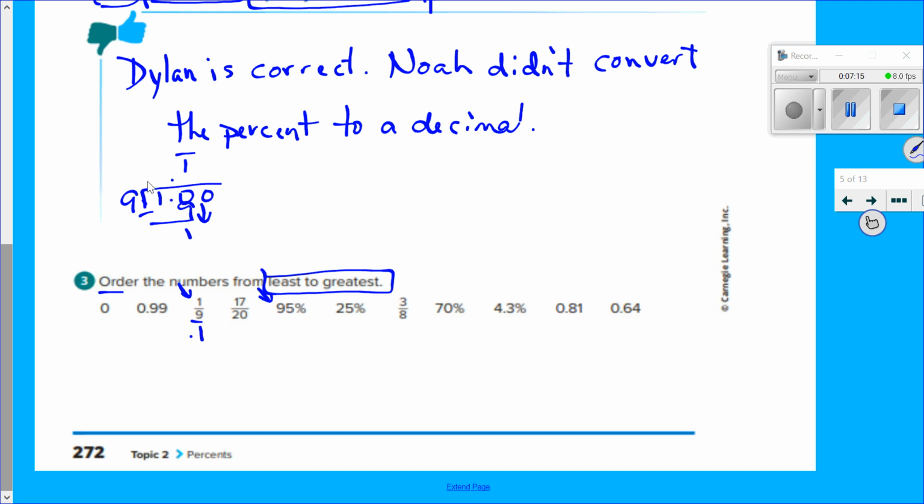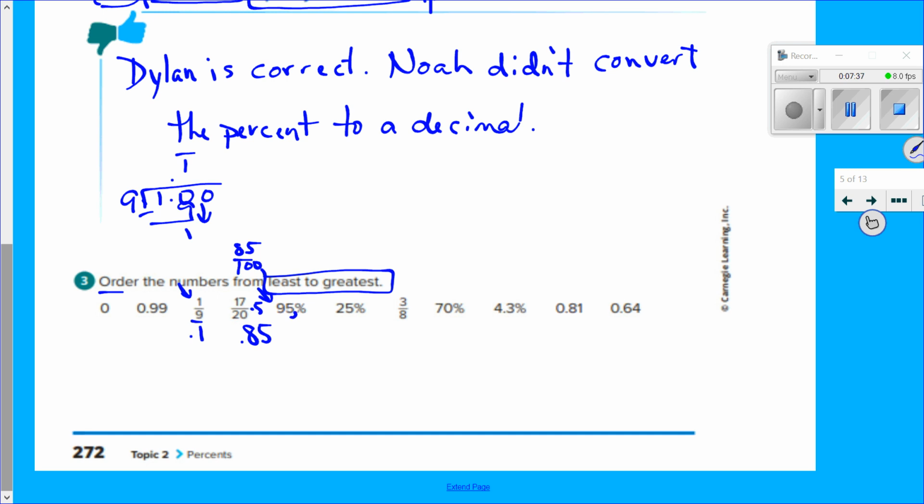17/20. Your other option, get to an easy bottom where it's a power of 10 or a power of 100 to help you understand where it is. In this case, I see that 20 will go to 100 very easily. I can just multiply by 5. So that's going to give me 85 hundredths, or 85 over 100, which I can then turn into a decimal because that's my hundredths. 95%.